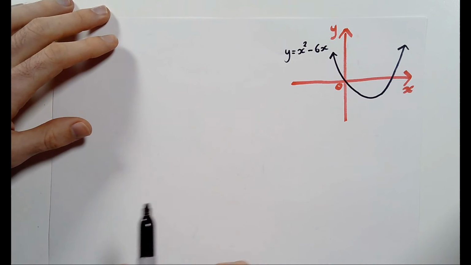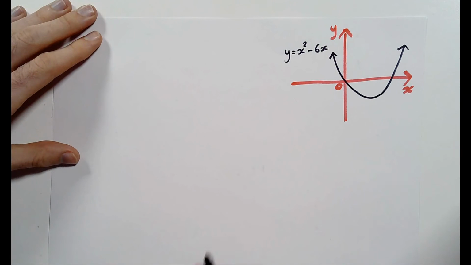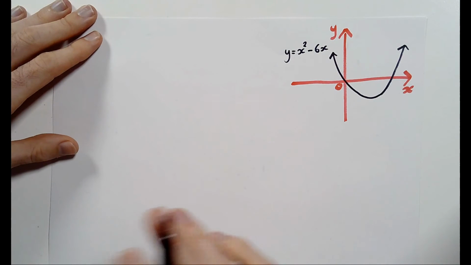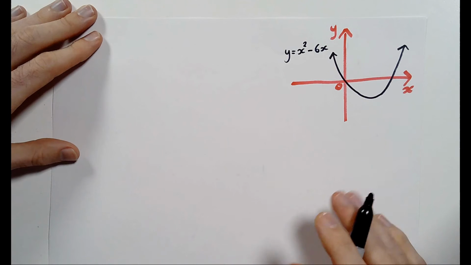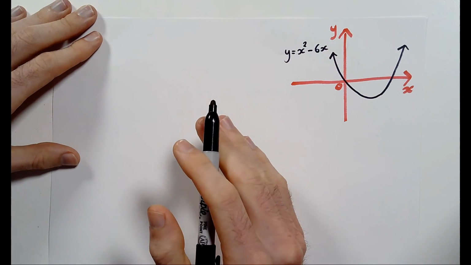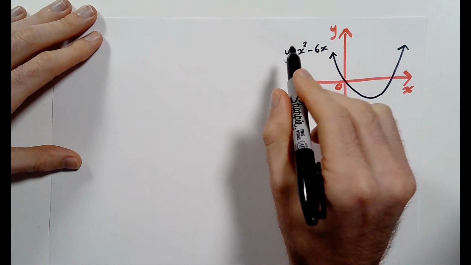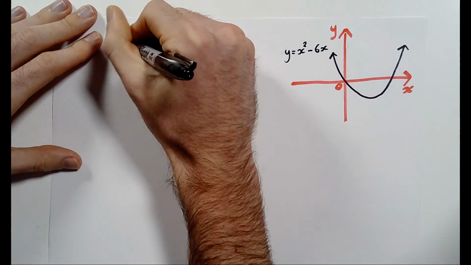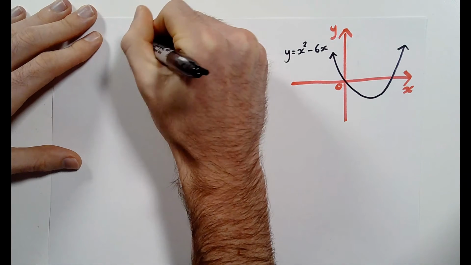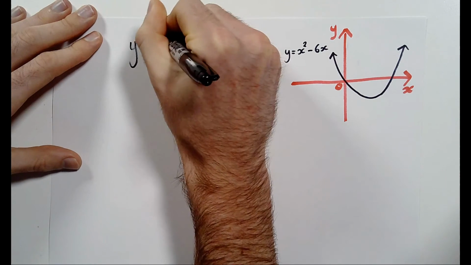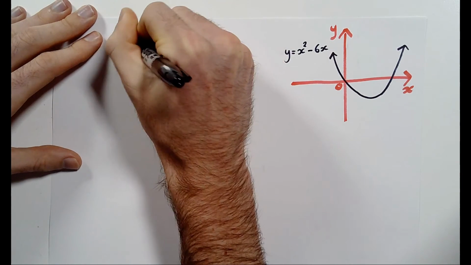Okay, so how do you solve a quadratic equation? Well, there's a few things to address first of all. We need to establish what a quadratic even is. So I've done an example here of a quadratic, y equals x squared minus 6x.